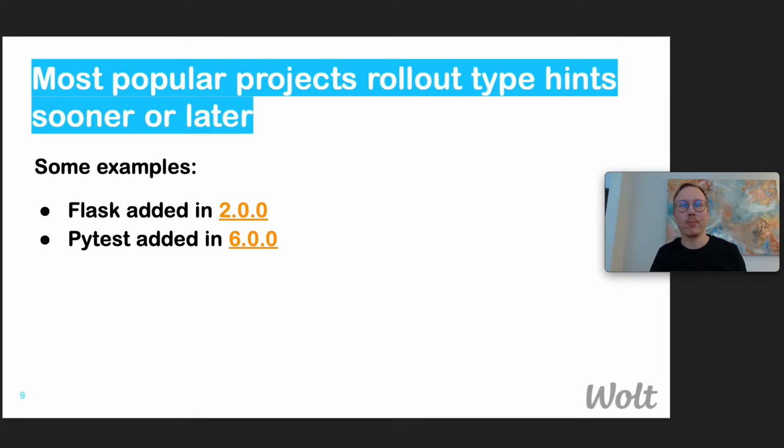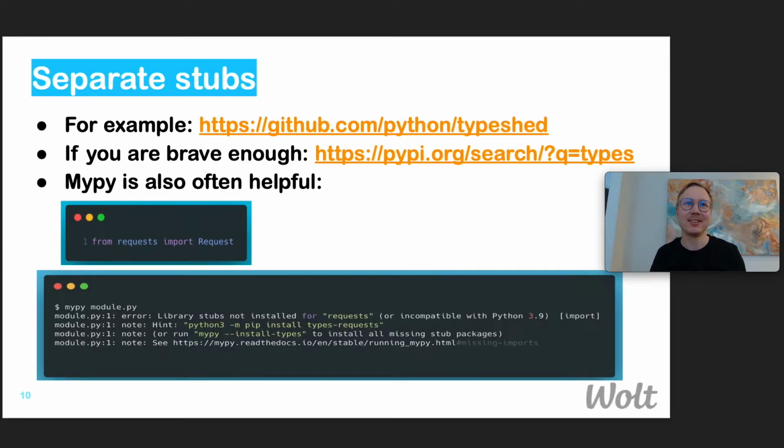First of all, most likely, at least for some of your dependencies, there are already type hints in place in those projects. It has been a clear trend during the past years, especially with popular packages which are under active development, that type hints will be there sooner or later. Just a couple of examples, Flask and PyTest added those a while back. But unfortunately, that's not always the case.